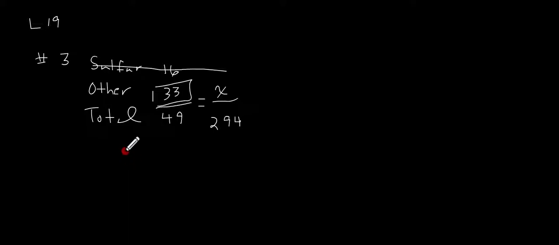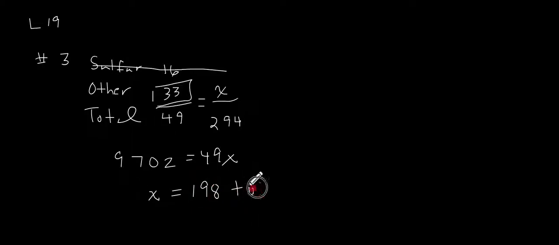We're going to cross multiply here, and we're going to get 9,702 equals, if we cross the other way, 49x, and if you divide both sides by 49, you're going to get x equals 198 tons. Make sure you put the units on there. Okay? All right, we got that one.